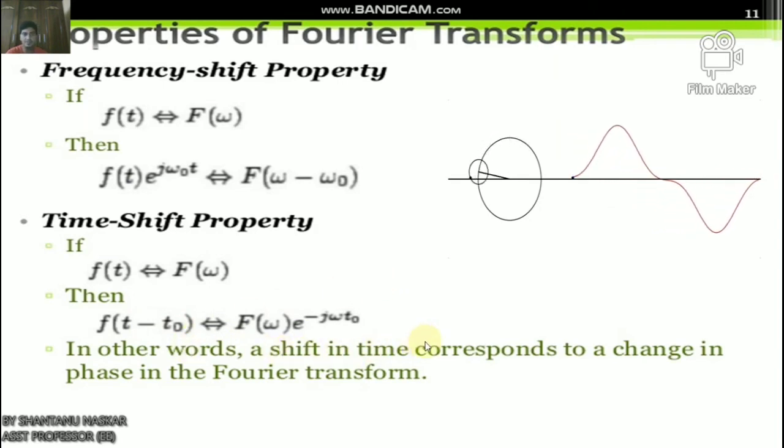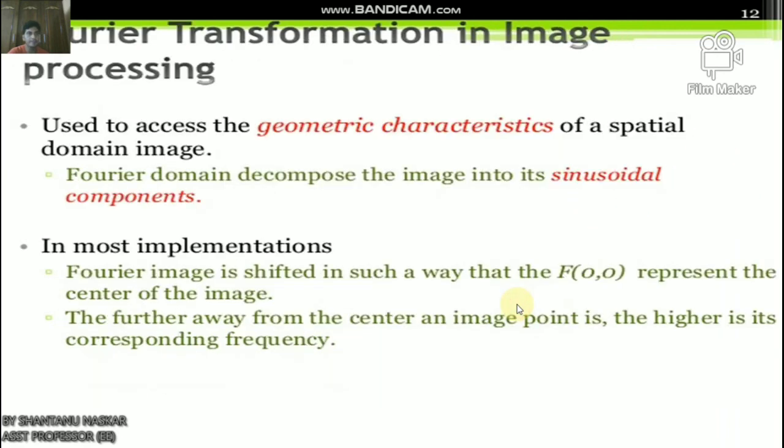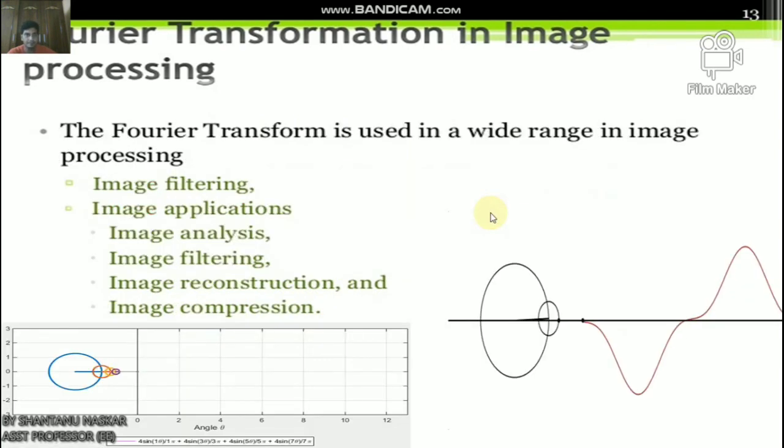In other words, a shift in time corresponds to a change in phase in the Fourier transform. Now Fourier transformation in image processing. This is used to access the geometric characteristics of a spatial domain image. The Fourier domain decomposes the image into sinusoidal components. In most implementations, the Fourier image is shifted in such a way that F(0,0) represents the center of the image. The farther away from the center an image point is, the higher is its corresponding frequency.